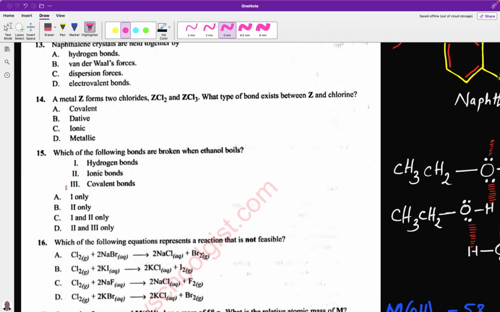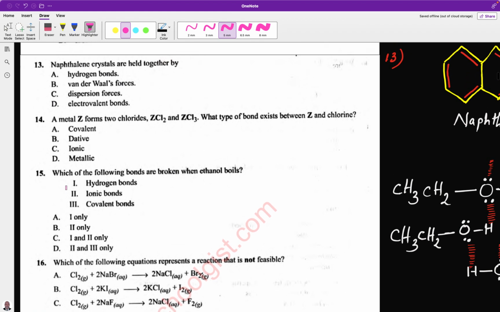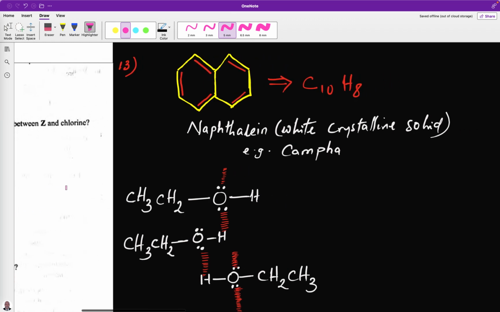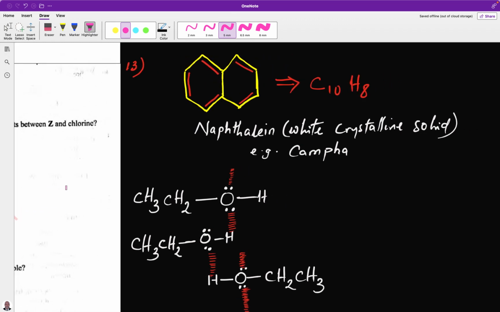Now we go to question number 13, which is naphthalene. Naphthalene crystals are held together by what? This is the structure of naphthalene. Naphthalene crystals are white crystalline solids.